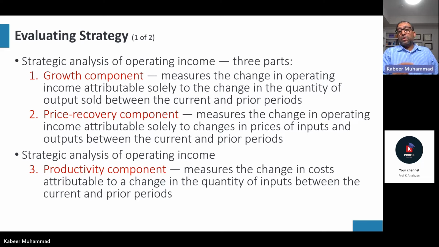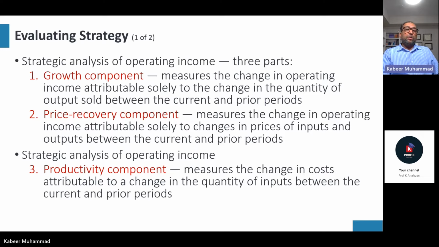Sometimes it also happens that the net income or operating income goes down, although our revenue is increasing. This can also be because of the increase in input prices, like increases in wages, in raw materials, or in gas prices. So these are the things we have to keep in mind when we are analyzing the price recovery component. We consider not only input prices but output prices as well.